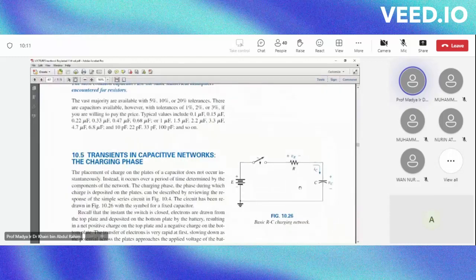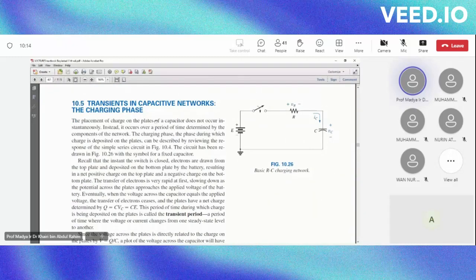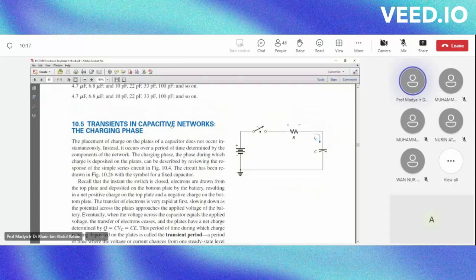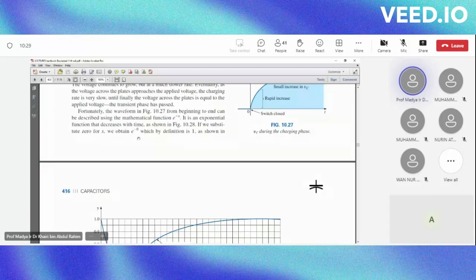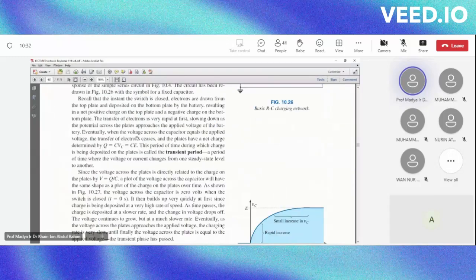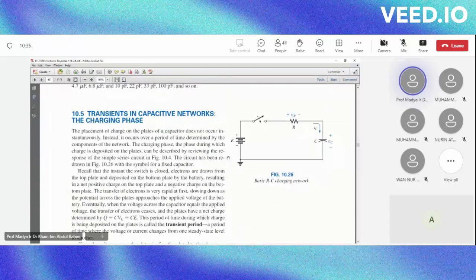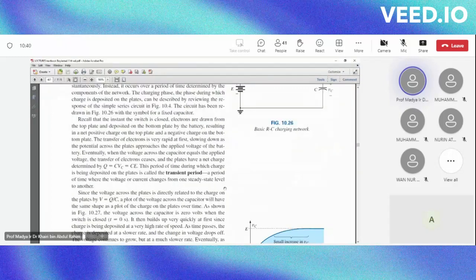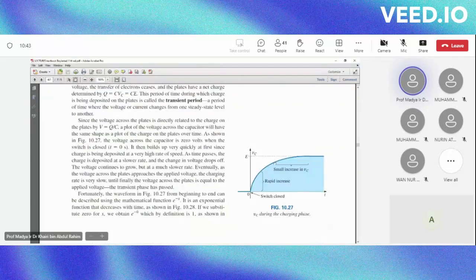So there are phases in a capacitive network. The transient in a capacitive network happens during the charging phase and discharging phase. Okay, so charging phase and discharging phase. We call this the transient period. Okay, this is the transient period from time equals 0 until it has fully charged.